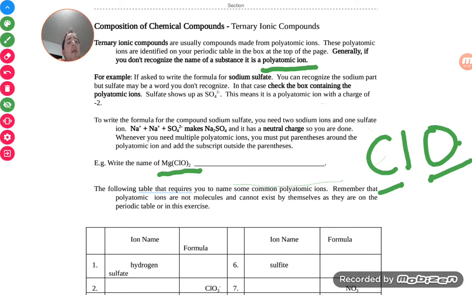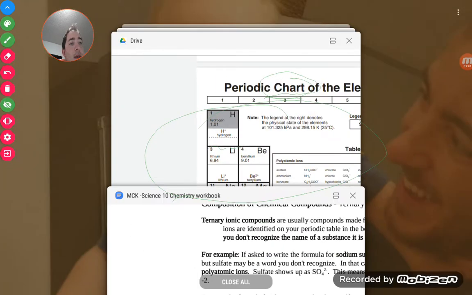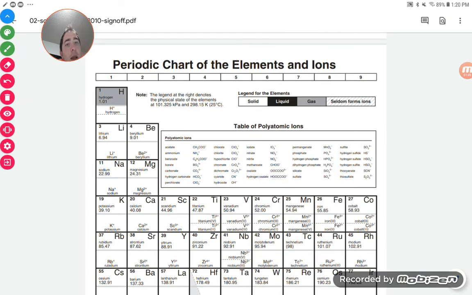So what are we going to do to name it? We can't use the same rules, okay, because there's more than two parts, just like we talked about with ionic compounds. So we need to use our periodic table because these have very specific naming rules, okay? So what we're going to do is we're going to go to our periodic table. Okay, and this chart right here is your table of polyatomic ions. Okay, so you look in here.